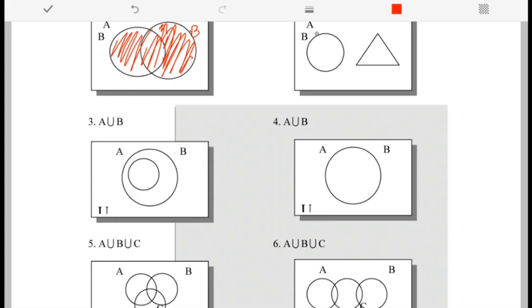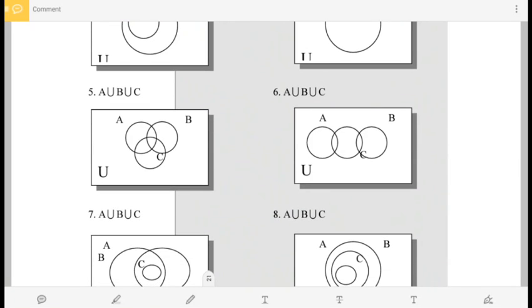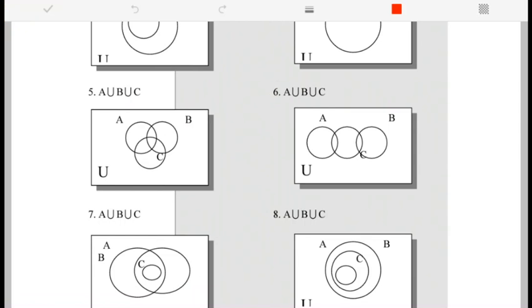Now this is your A and the triangle is your B. So just combine them, A and B. And if I have three sets like this one, A, B, and C, you shade all these three circles. Okay, that's it.